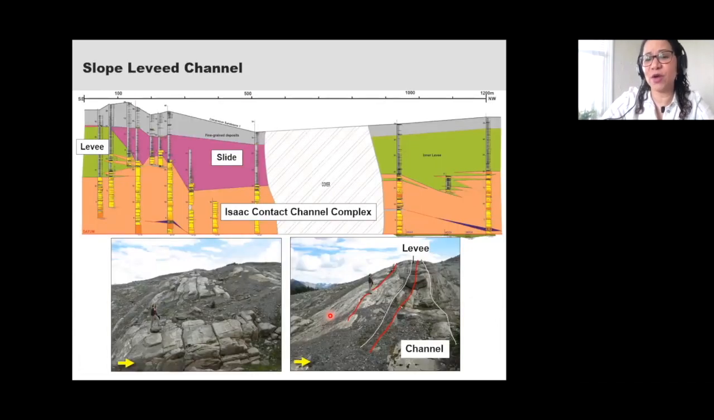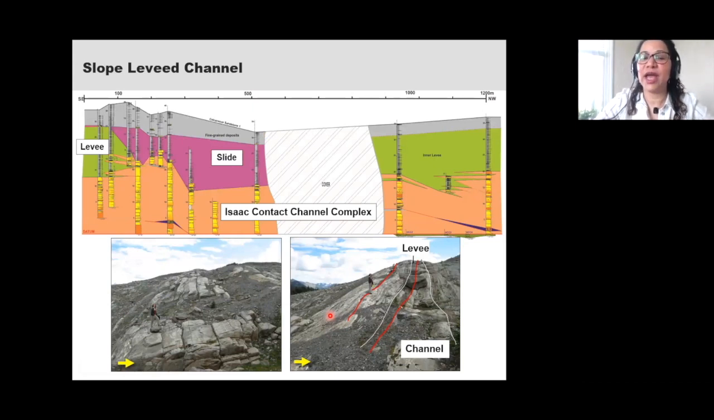The last element that I want to point out are levee channels. And I recognize within the interval the first levee channel, which actually defines the contact between the CASA and the ISAC.